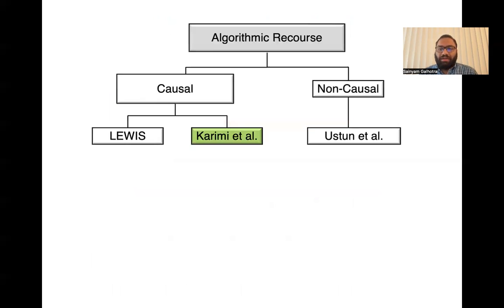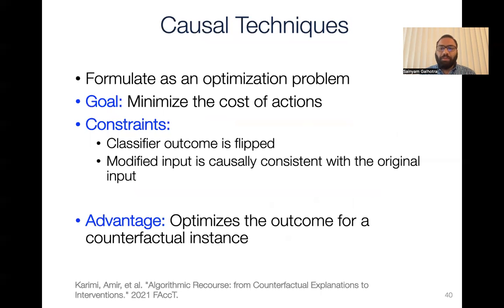Now, let us look at the first recourse technique that is causal. This approach also formulates the problem as an optimization task where the goal is to minimize the cost of actions and a constraint is to flip the outcome of the classifier in the favor of the individual.